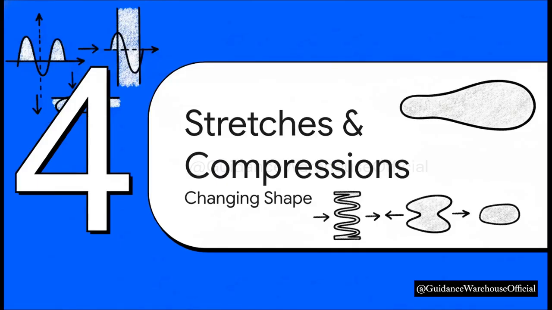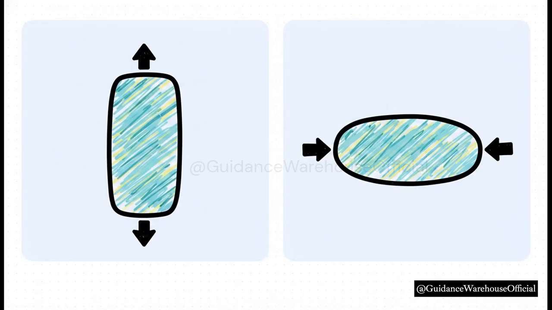Next up, Section 4, stretches and compressions. Okay, so adding constants just moves things around, right? And negative signs flip them. But multiplying by constants actually physically stretches or squishes our mathematical models, which fundamentally changes their shape.